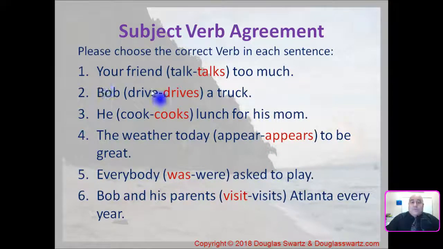Number 1, your friend talks too much. One friend, singular, singular verb, talks. Bob drives a truck. Number 3, he cooks lunch for his mom. Number 4, the weather today appears to be great. Number 5, everybody was asked to play. And number 6, Bob and his parents visit Atlanta every year.